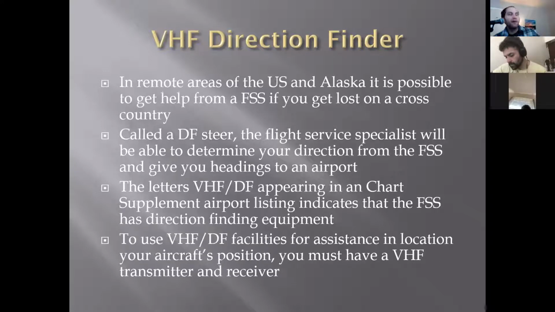So we have something called DF, VHF direction finder. Say there are some remote areas, mountainous areas, maybe desert, Alaska. It's possible that flight service station could help you if you get lost on a long cross country. They call it a DF steer, direction finder steer. The flight service specialist will be able to determine your direction from the flight service station and give you headings to an airport. You would know this because the letters VHF/DF appear on the chart supplement for the airport listed, which indicates the flight service station has this direction finding equipment.